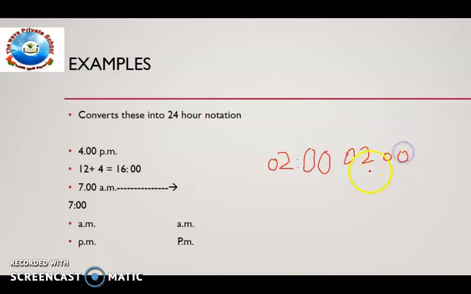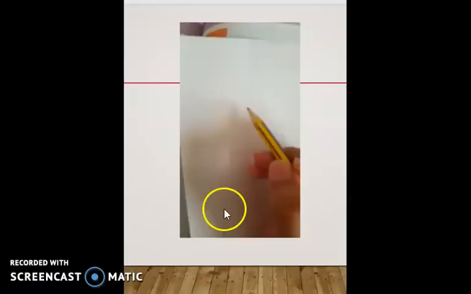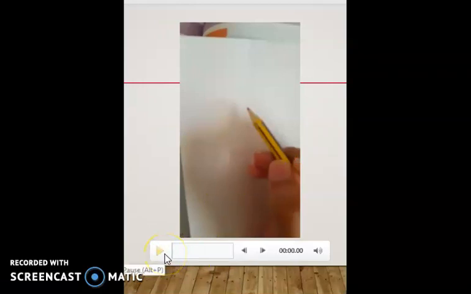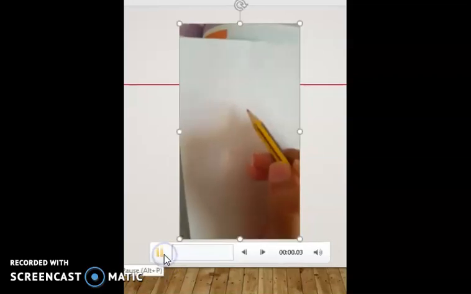For PM, like there is a question 4:30, you have to do 12 plus 4:30. So the answer will be 16, and here you have to write 30. So these are the things you have to follow to do the questions. This is the last segment, for converting months to days or years to months. So let's see this video.